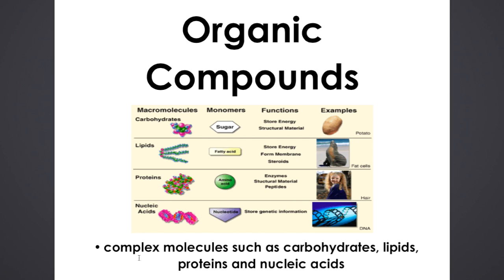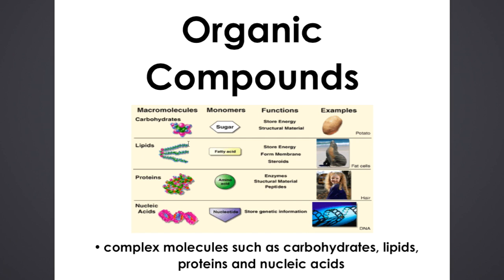Organic compounds are complex molecules such as carbohydrates, lipids, proteins, and nucleic acids. Carbohydrates are made of sugar or glucose. They store energy and are structural material. An example is a potato.